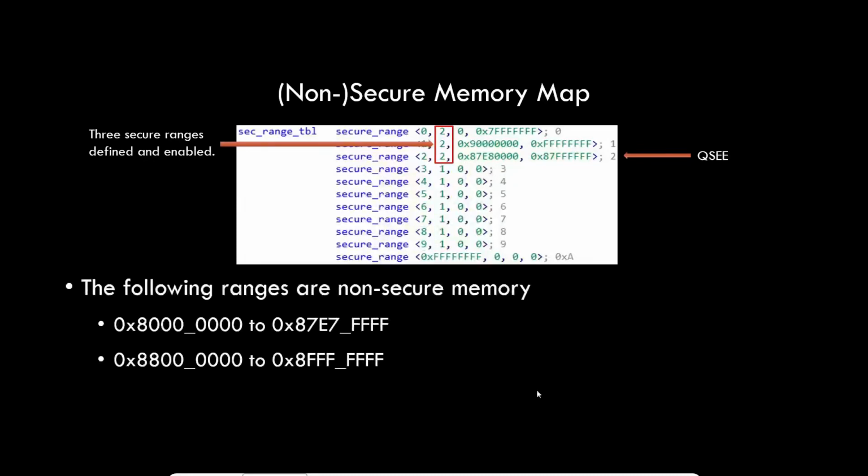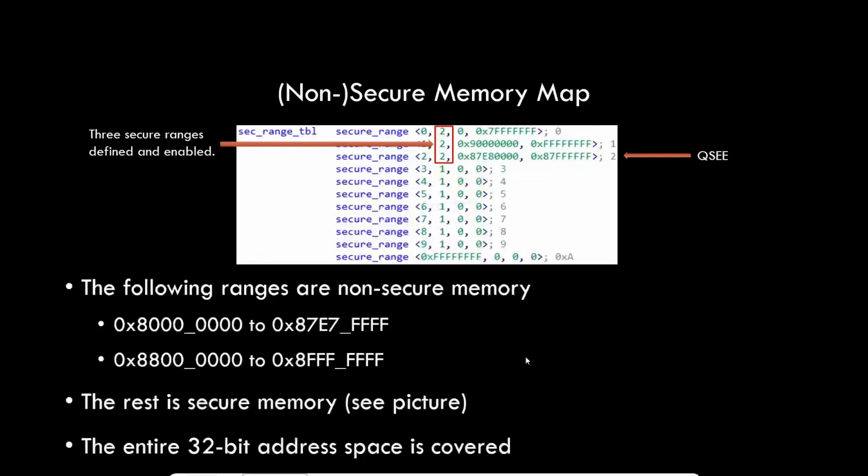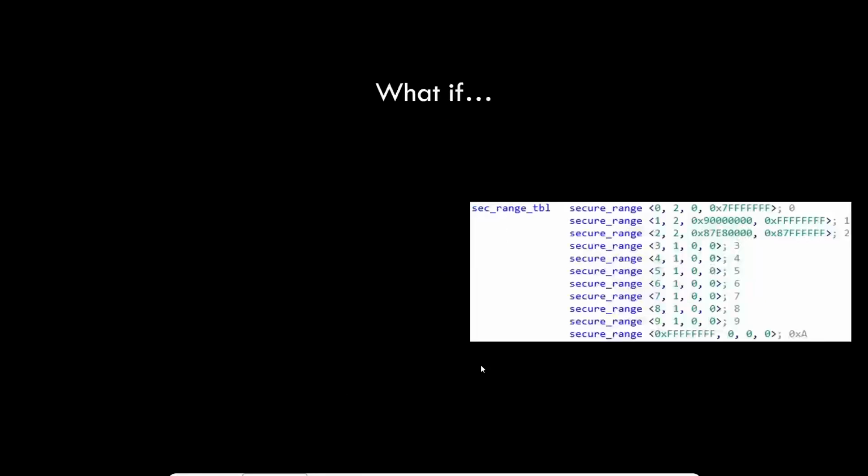So the following ranges, by looking at, let's say, the complement of this table, are non-secure memory. So we have all these ranges which are RE memory. The rest is basically secure memory or considered as such. Just see the picture here. The entire 32-bit address space is covered. So if it's in this table, it's TE. Otherwise, it's actually RE. It's fully partitioned into complementary ranges.